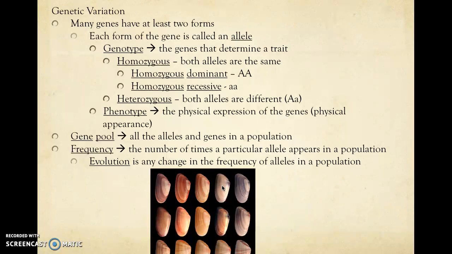If I was to get all of the alleles and genes in a population and get them all together, that would be our gene pool. And the number of times a particular allele appears in our gene pool is called the frequency. So we've said before that evolution is basically change over time. We can also say that evolution is any time the frequency of alleles in a population is changing.